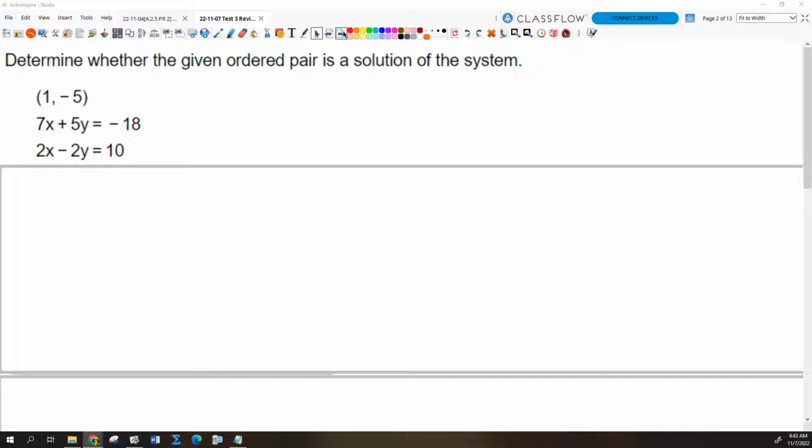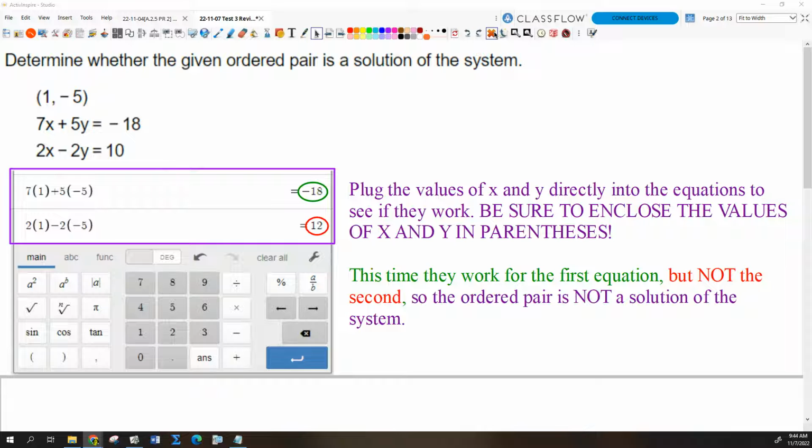Determine whether the given ordered pair is a solution to the system. How would we do that? Plug it in, right? And you have access to Desmos Scientific on the entire test. So you could do this in Desmos Scientific. I'm just going to include in parentheses, replace the X with a 1 and the Y with a -5 and see when I plug in the stuff on the left side with those values, do I get what's on the right side?